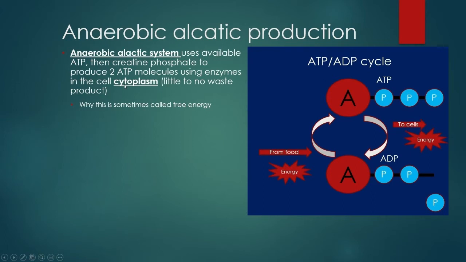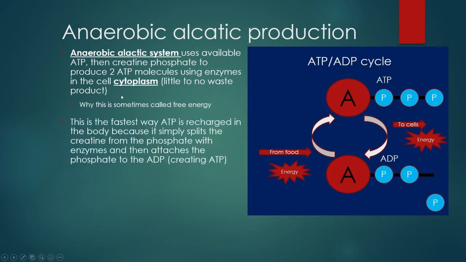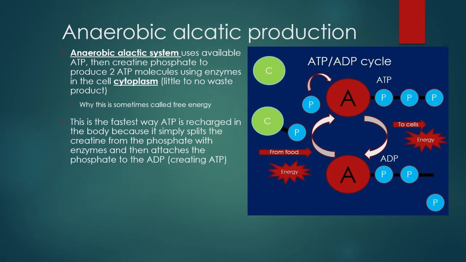Okay, there's little to no waste product. So essentially, your cells are sitting there, and there's this creatine phosphate, and it uses enzymes, and it just quickly takes the phosphate and puts it onto the ADP to make it ATP again. Because it's really fast, it's sometimes called free energy, because there's almost no waste product, okay? This is the fastest way ATP is recharged in the body, because it simply splits the creatine from the phosphate in the creatine phosphate with enzymes, and then attaches the phosphate to the ATP, recreating ATP. So say that's your creatine phosphate, okay? It then splits the phosphate off and attaches it to this, now becoming ATP again, and then the creatine just floats away, doing its own thing.